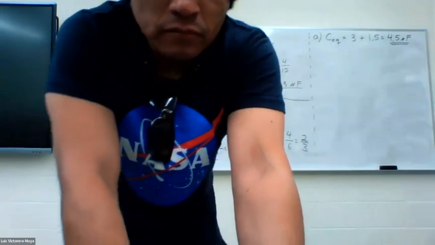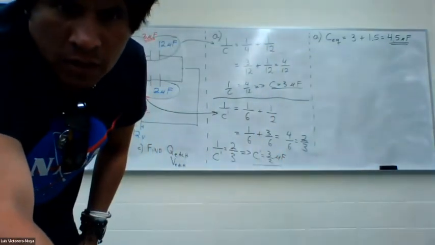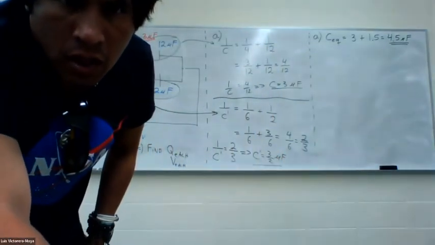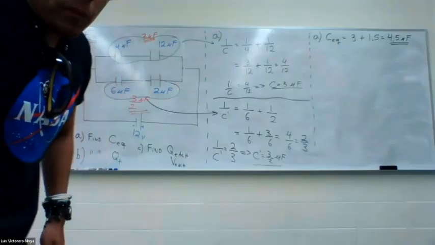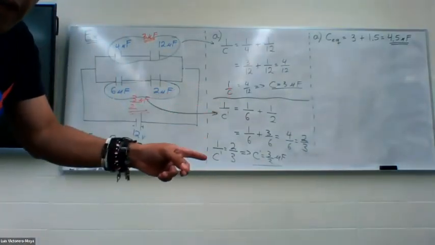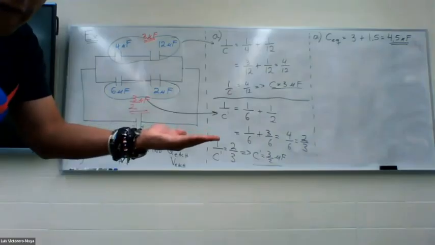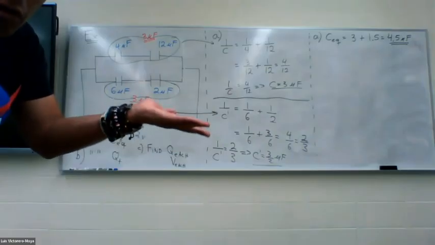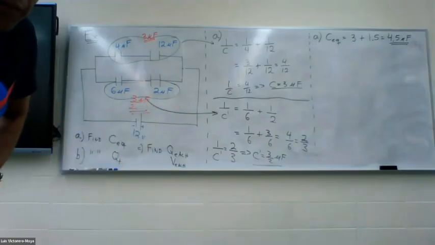Okay. So what I was saying was the answer for part A will be combining 3 over 3.5. That will give you 4.5 microfarads. All right. That's part A.